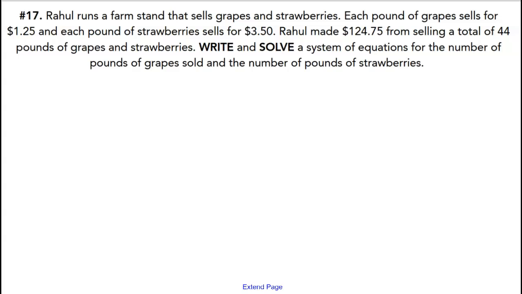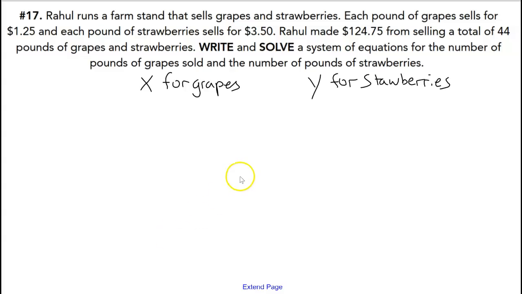How many pounds, anyway? So here's the deal. There's two different types of equations. There's one that deals with the amount of items, and there's one that deals with the amount of money. And what we're going to do is set it up and work out elimination. So this is how it goes. First thing I'm going to do is set a variable for each thing. I'm going to set x for the variable for grapes and y for the variable for strawberries.